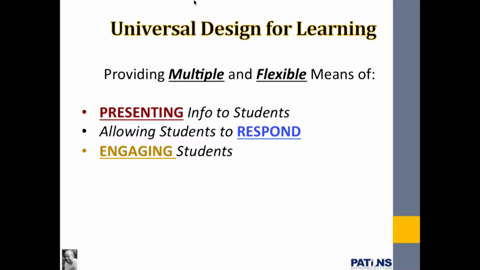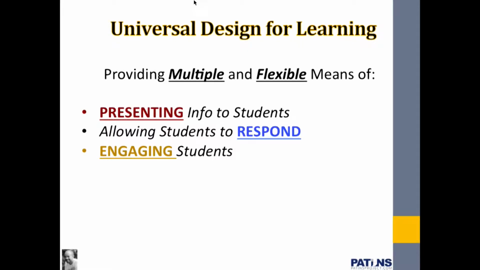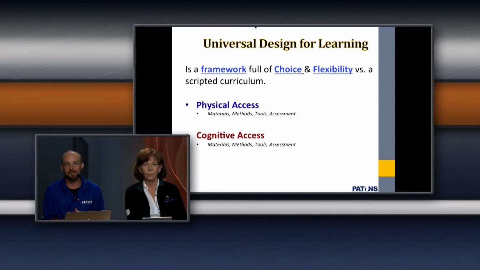And if we were to take Universal Design for Learning and break it down into three very simple bullet points, it's providing multiple and flexible means of presenting information to students, multiple and flexible means of allowing students to provide their responses, and multiple and flexible means of engaging students in the curriculum. We have the physical access component, and within that we have the materials themselves, the methods the instructor uses, and the tools the instructor uses, and the assessment. So the assessment itself as well as the administration of the assessment. And then we have the cognitive access piece as well.